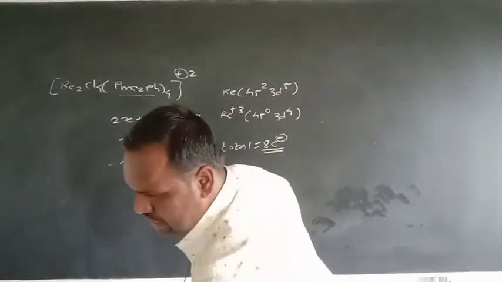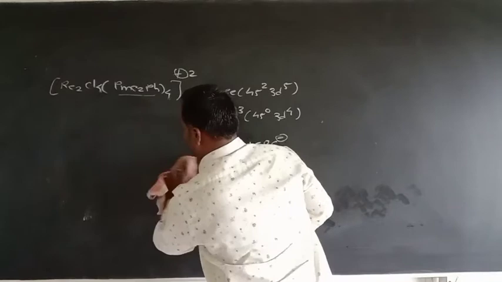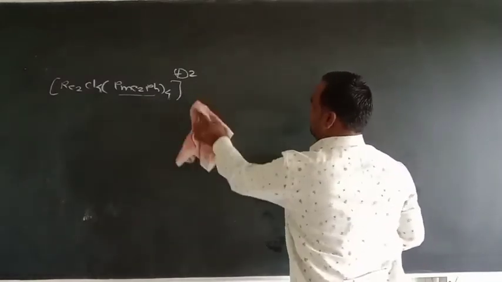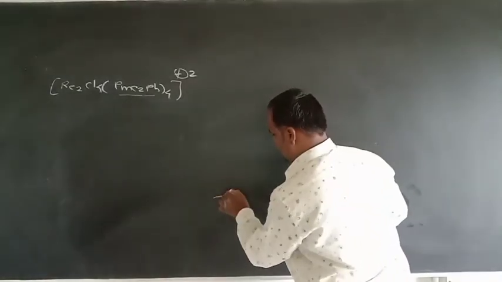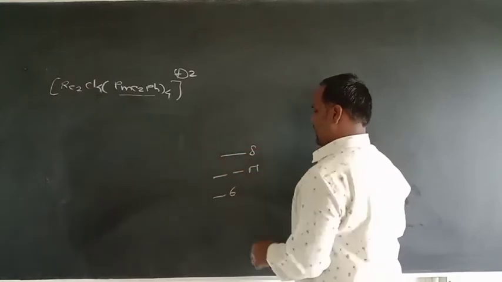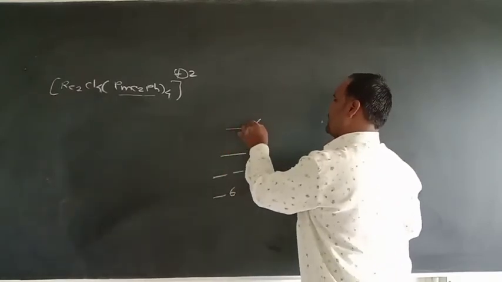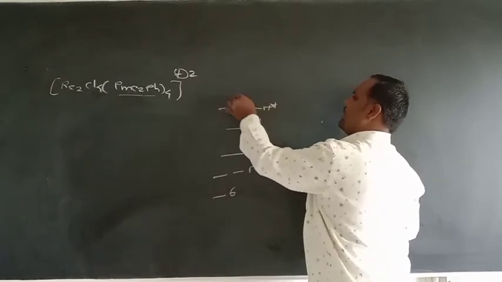So if you consider again the energy level diagram for this complex, then again sigma, pi, then delta, then delta star, then pi star, and then sigma star.